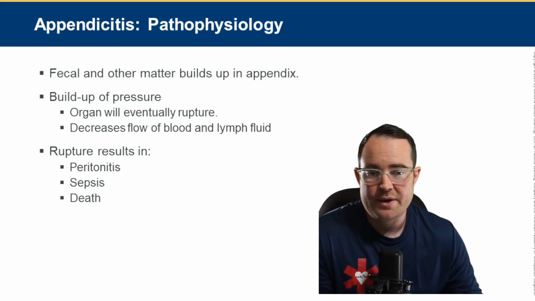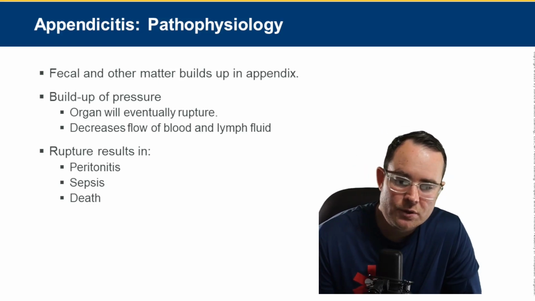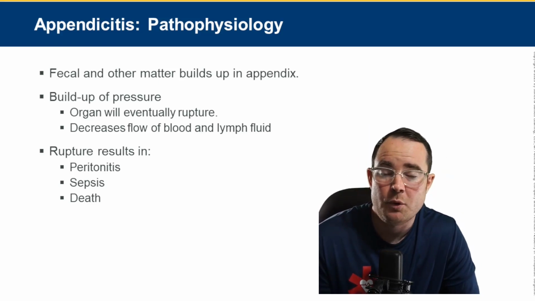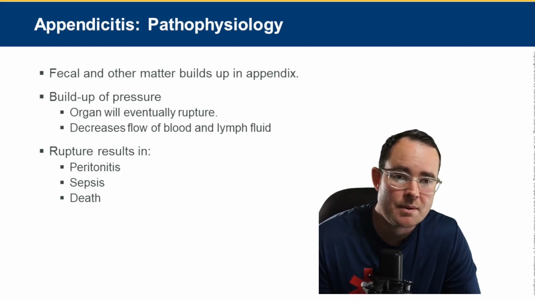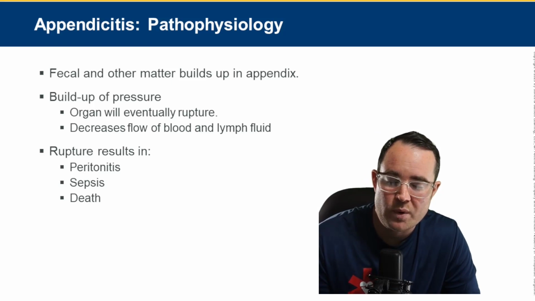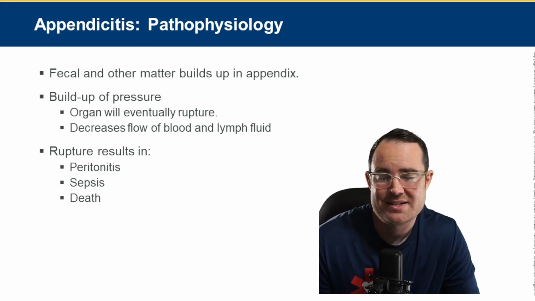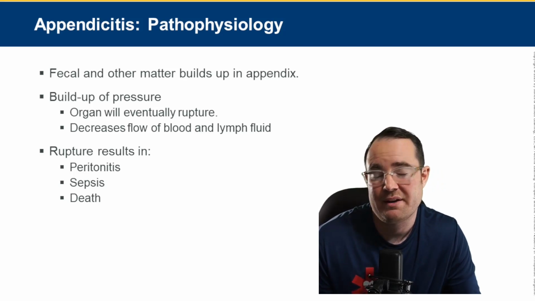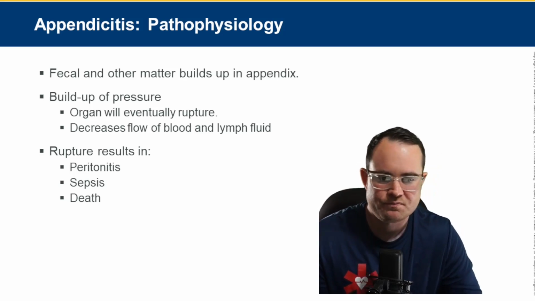Okay. It says, here we go, appendicitis. Fecal and other matter will build up in the appendix. Remember, your appendix is located in your lower right quadrant. And what's wrong is that once the appendix gets impacted, it starts to get inflamed and it can rupture.